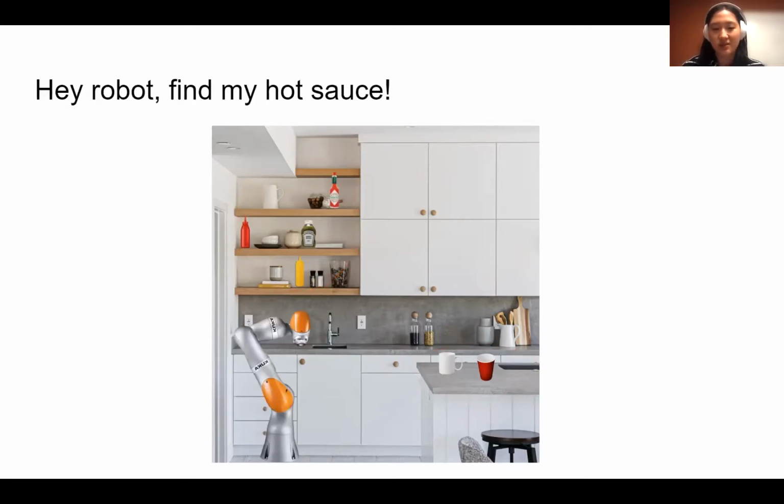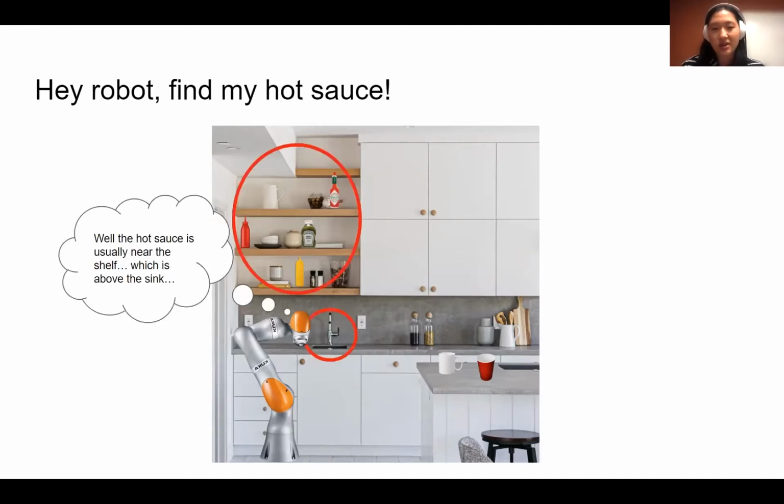Imagine the following situation. It's Kevin's turn to make dinner again, and his food's awfully unseasoned. So maybe my robot can help me find my hot sauce. The robot might know from past experience that the hot sauce is usually on a shelf, which is usually above the sink, and can use these associations to search for and retrieve my hot sauce.